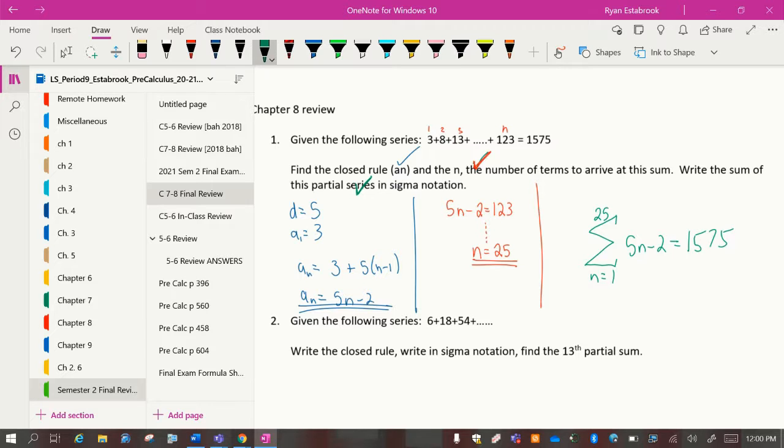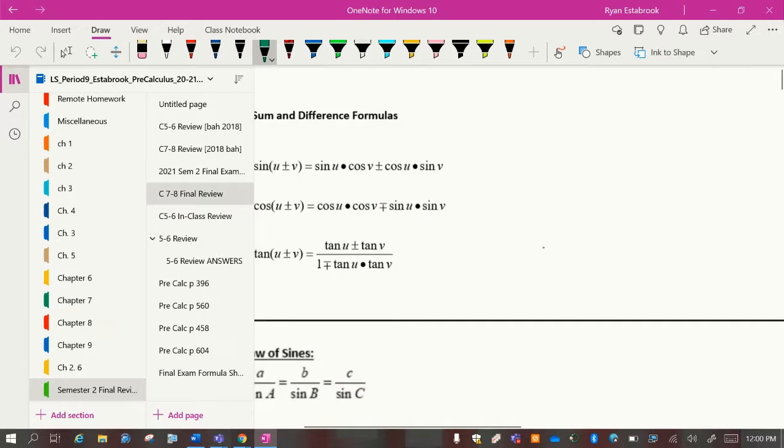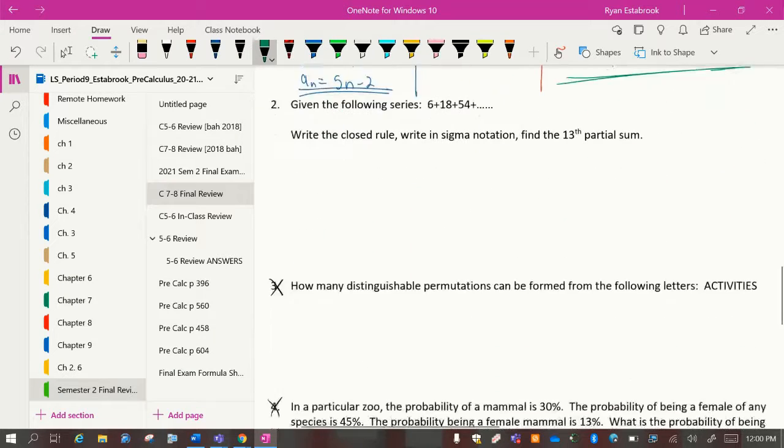So 3-part answer. This is the third part. That's all because it's arithmetic. That's why we use these arithmetic formulas here. Number 2.